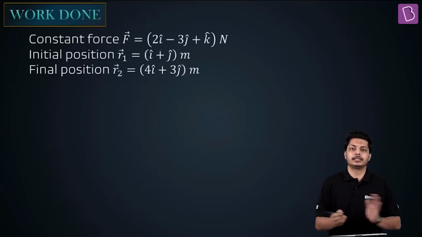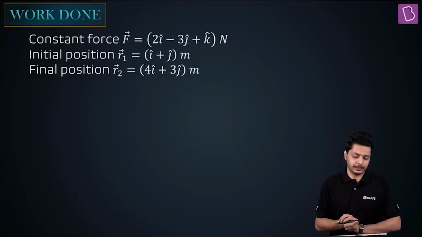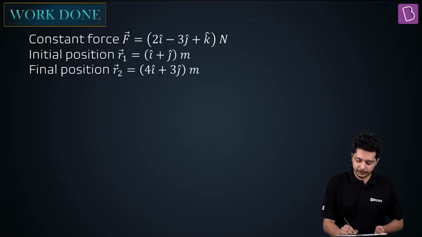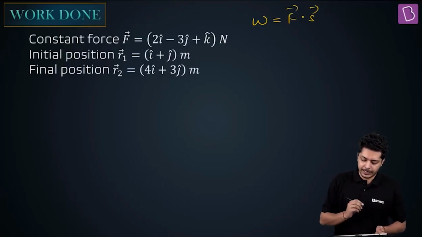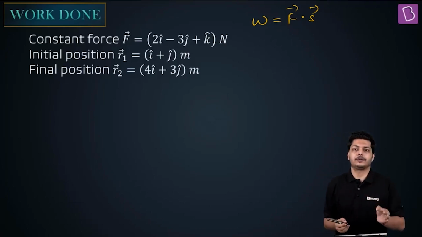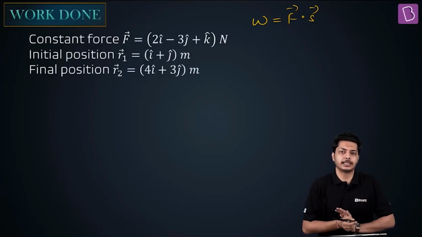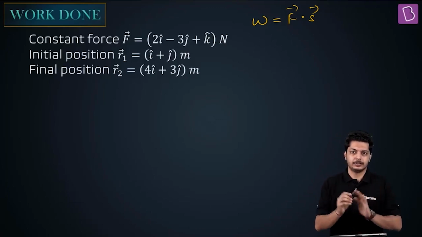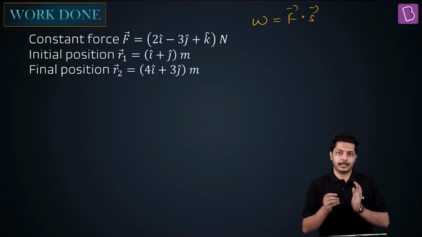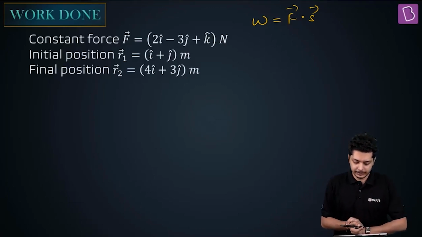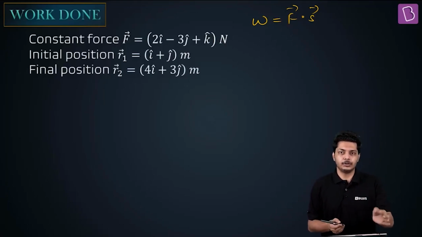Force is given, initial position vector is given, final position vector is given. So formula will be work done is equal to F dot S. And we have to tell which of those statements were correct. Basically, in all of the options, it was asking the direction of force and displacement, that either they are parallel, anti-parallel, perpendicular, right? And if the work done is 0 or not 0. Two things we have to calculate.